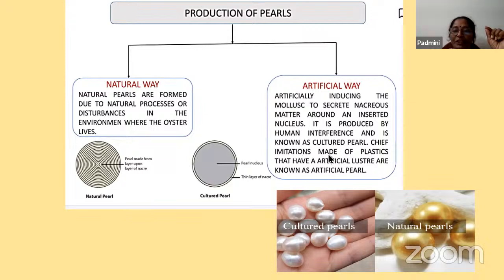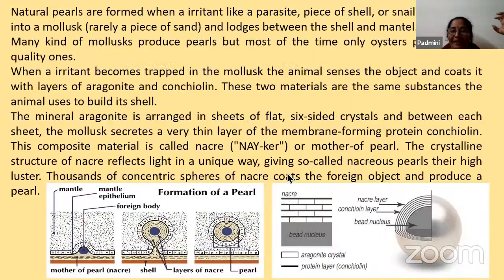And the chief imitations made of plastics that have an artificial luster are known as artificial pearl. So you can see how the natural one has that beautiful color, and how a cultured pearl is differentiated. The cultured pearl will not have as much color as a natural pearl has. A natural pearl radiates whenever sunlight falls on it, it shows that shine. So here we are going to talk about how these are prepared.